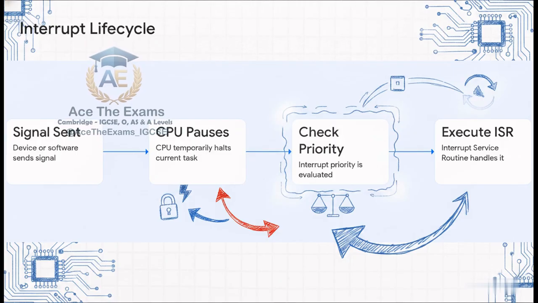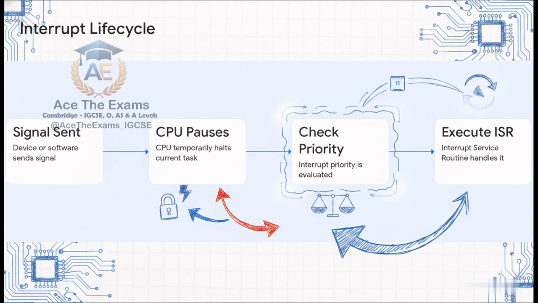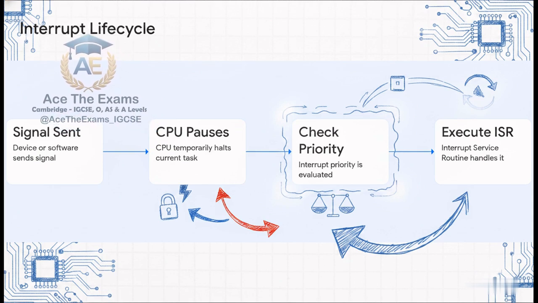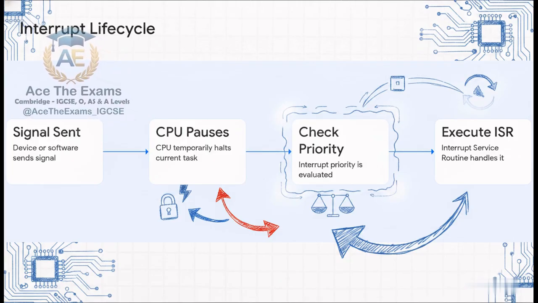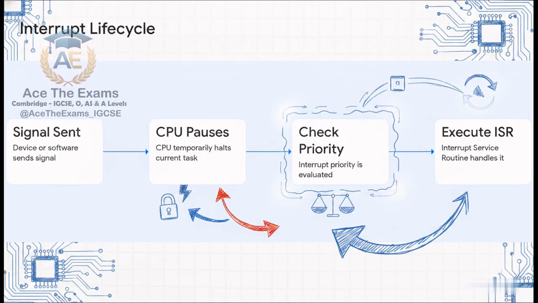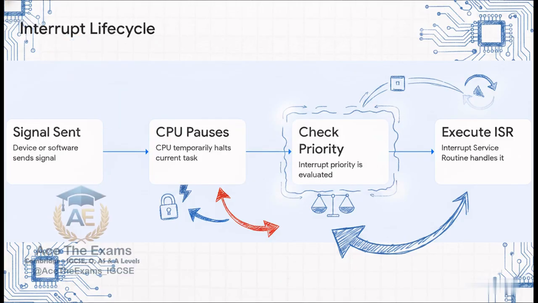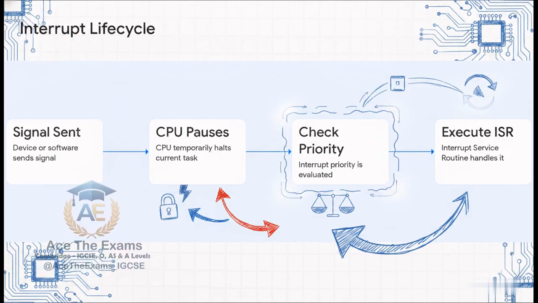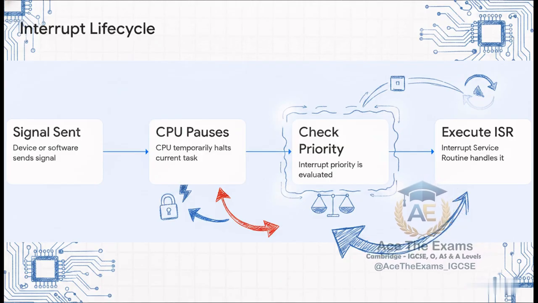Scanning. The answer is found in step 3, interrupt priority determined. You see, not all interrupts are created equal. A critical hardware failure interrupt has a much higher priority than a simple keystroke interrupt. The CPU constantly evaluates the priority, executes the specific interrupt service routine, or ISR, to handle it, and then perfectly restores the original task once the interrupt is cleared. If you write this exact step-by-step chronological sequence in your exam, the examiner literally has no choice but to give you full marks.